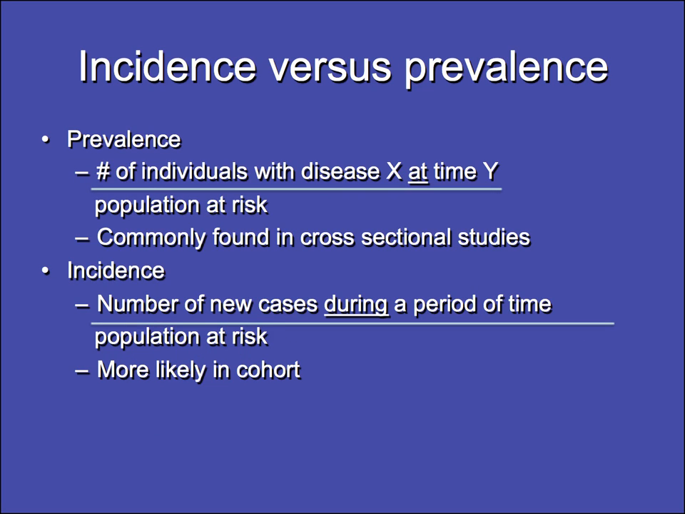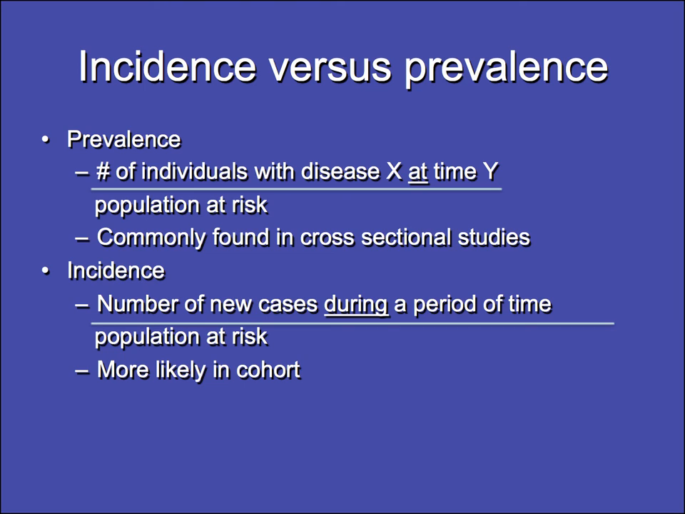There's some special types of rates called prevalence and incidence. Prevalence is the number of individuals with a disease at a specific point in time, and you divide that by the population at risk. This is commonly found in cross-sectional studies. And then the difference is that incidence is the number of new cases during a period of time divided by the population at risk. You're going to more likely see these in cohort-type studies.